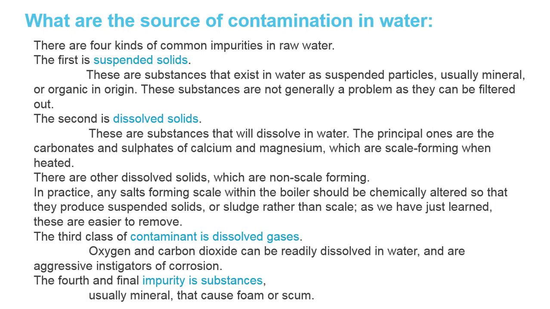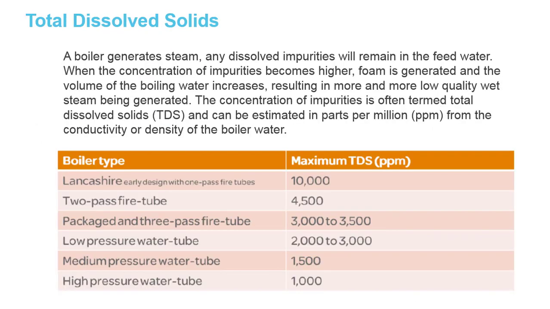The fourth and final impurities is substances, usually mineral, that cause foam or scum: total dissolved solids. A boiler generates the steam. Any dissolved impurities will remain in the feed water. When the concentration of the impurities becomes higher, foam is generated and the volume of boiling water increases, resulting in more and more low quality wet steam being generated. The concentration of the impurities is often termed total dissolved solids and can be estimated in parts per million from the conductivity or density of the boiler water.